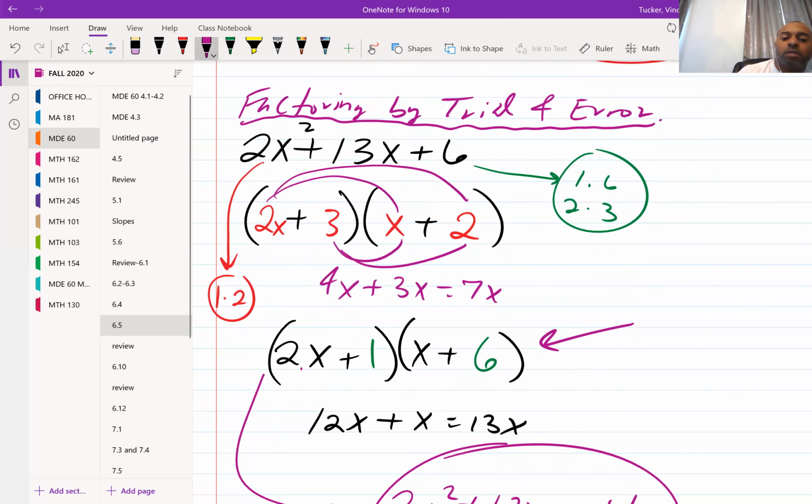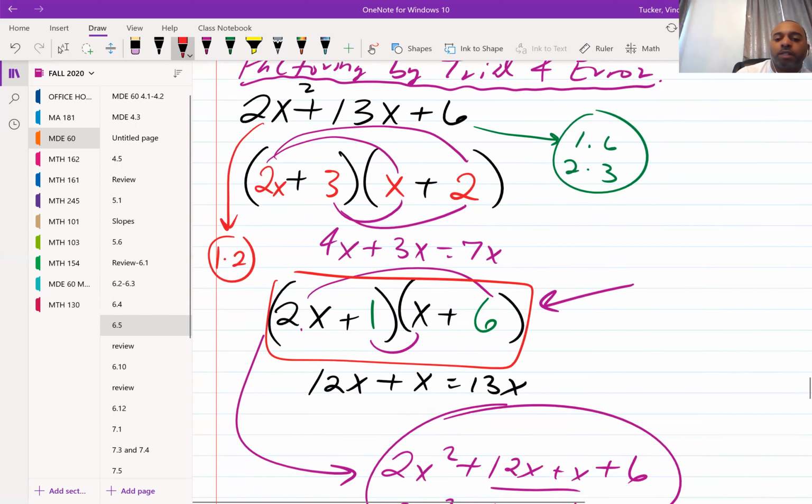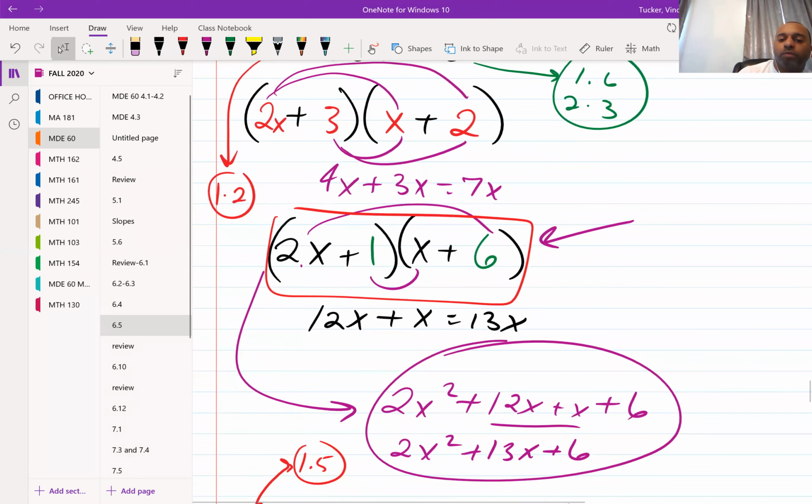So 2x times x will give me 2x squared. 2x times 6 will give me 12x. 1 times x will give me 1x. And then adding those together will give me 13x, which is what I needed in the middle. So this would actually be the answer, 2x plus 1, x plus 6. And so if you want to see the whole factorization, that's it right there.